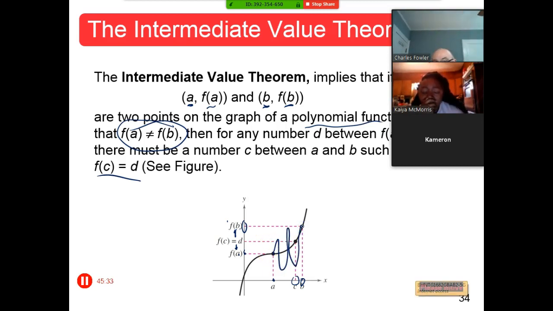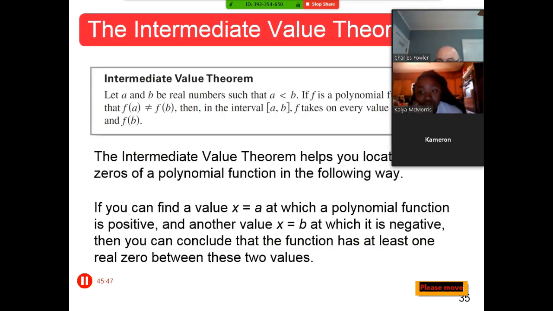That would still be a polynomial function, a really ugly one. It would have had 4 values in between. That's okay. That's fine. But there's at least one. There's always going to be at least one. That's the intermediate value theorem. And here's how it's stated.